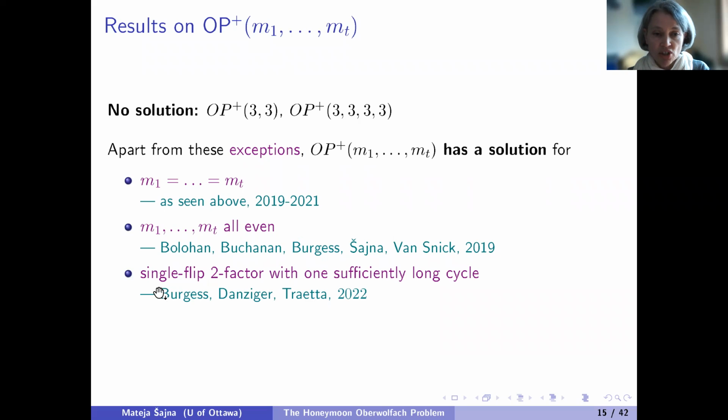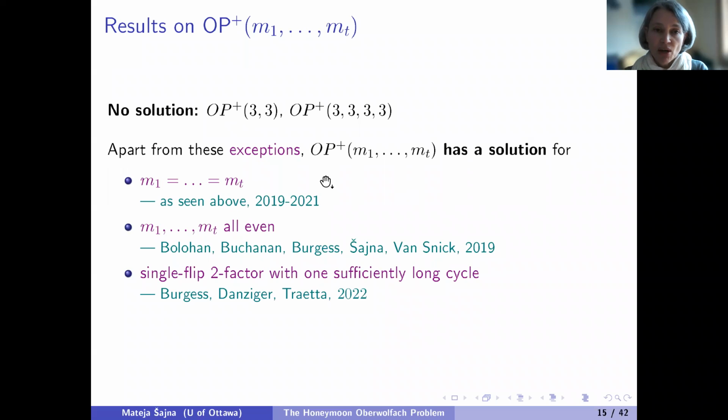And as Peter mentioned, their paper just published this year also covers the spouse-loving variant for single flip 2 factors with one sufficiently long cycle. And I think that this result will be quite far-reaching. So we'll see more probably coming out of it later.